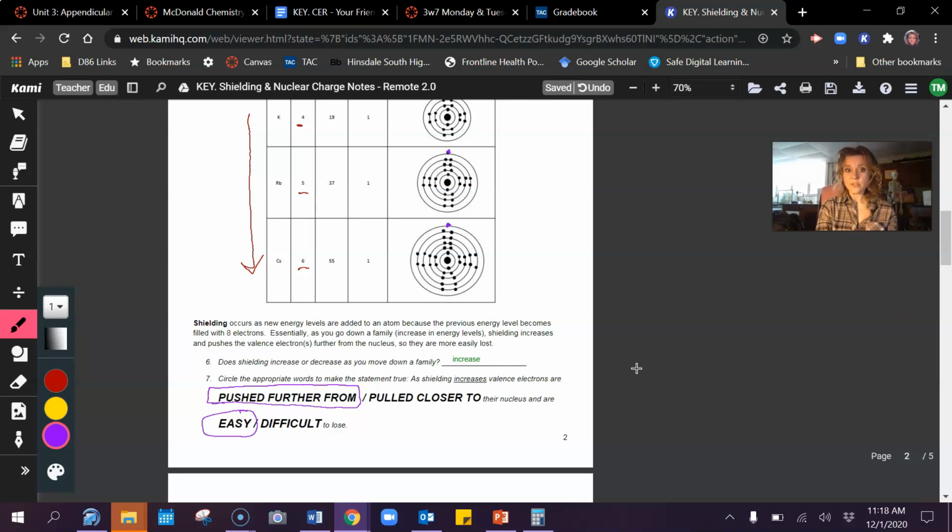So that is your answer to number 7. As you add more and more energy levels around the nucleus, you're pushing valence electrons further away from it, and therefore they are more easily lost. So shielding increases the likelihood that electrons can be lost.